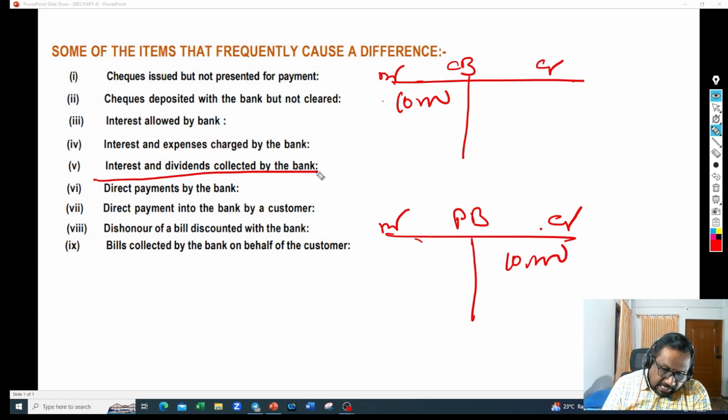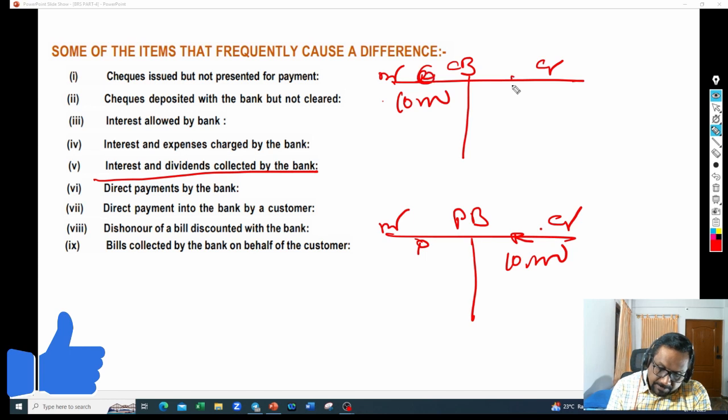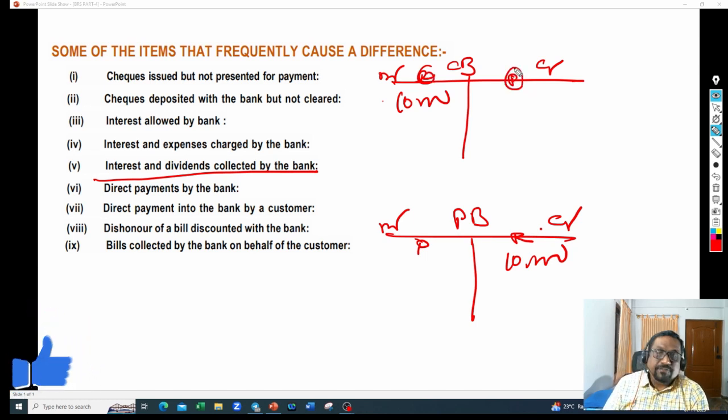Interest and dividends collected by the bank. If interest and dividends are collected by the bank, that is a receipt for us, right? This is payments, this is receipts. So interest and dividends are collected by the bank on behalf of the business. When they collect that amount on behalf of our business, that amount would be credited here. Let us say they collected $1,000. When they collected, this amount would have been created in my passbook.